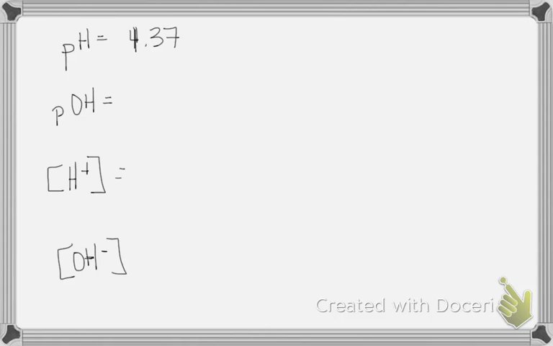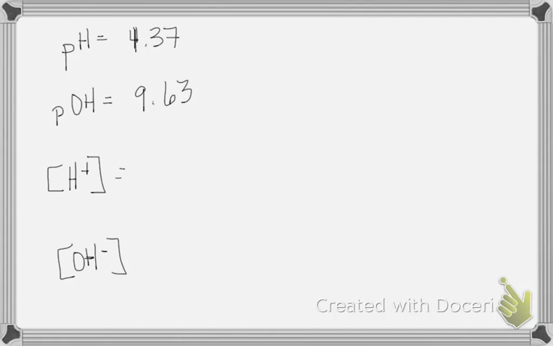What are you going to do first? Subtract 4.37 from 14. Yes. We know that the sum of the pH and the pOH is 14. So by simple subtraction, we all know that the pOH is 9.63. Are you okay with that?